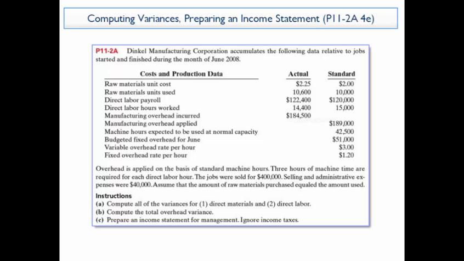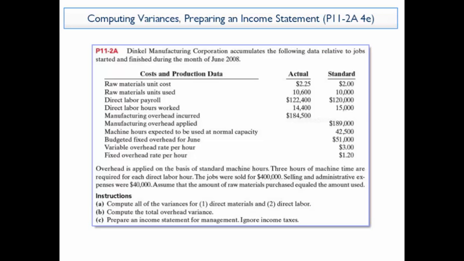Now, in the paragraph right above the instructions, it lets us know that overhead is applied on the basis of standard machine hours. 3 hours of machine time are required for each direct labor hour, and the jobs were sold for $400,000. Selling and administrative expenses were $40,000. Assume that the amount of raw material purchased equaled the amount used.